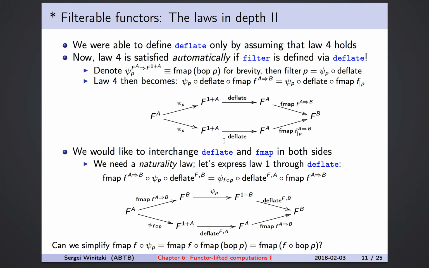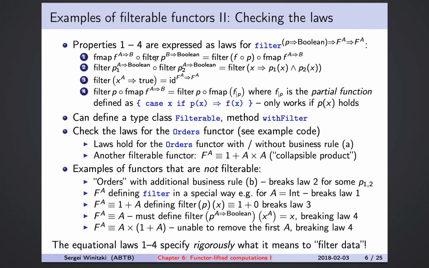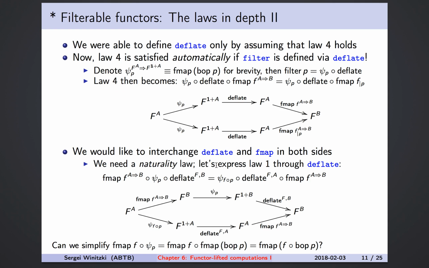How do we interchange deflate and f-map in the two sides of this equation? Well, remember that we have a law 1, which interchanges f-map and filter. So filter now is expressed through deflate. So maybe if we put it right here instead of filter, we will have a law that interchanges f-map and deflate. Such a law is called usually naturality law. So let's express the old law 1, the filter law, through deflate.